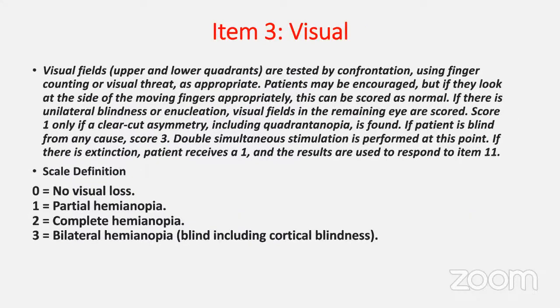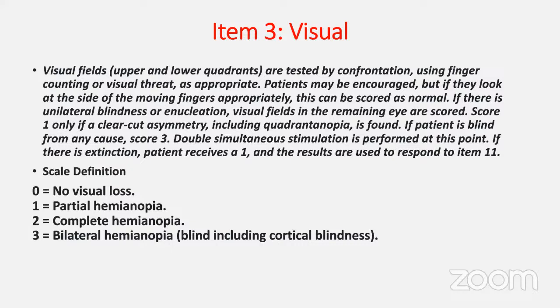Okay, item number 3 is visual. The visual fields are tested by confrontation, using finger counting or visual threat, as appropriate. The patient may be encouraged, but if they look at the side of the moving finger appropriately, this can be scored as normal. If there is unilateral blindness or enucleation, the visual fields in the remaining eye are scored. Score 1 only if a clear-cut asymmetry, including quadrantanopia, is found.